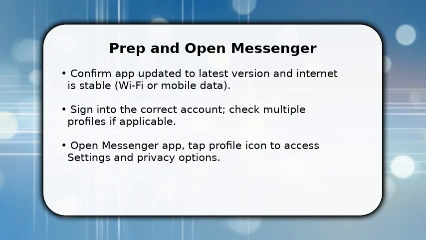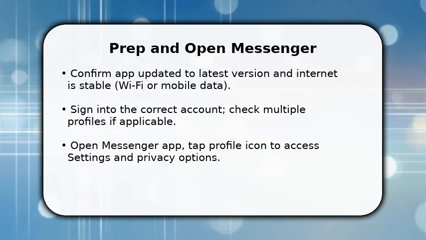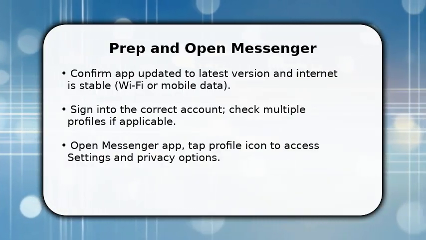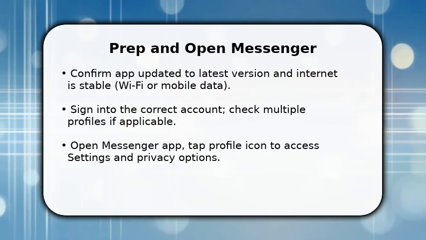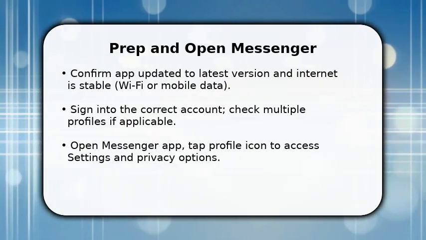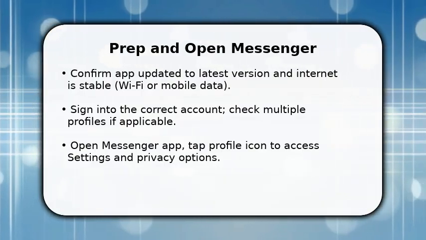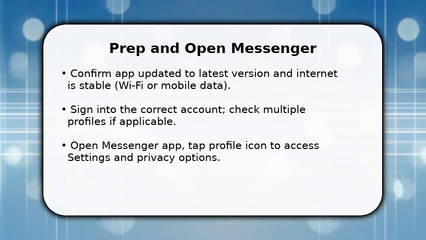Now open Messenger and tap your profile icon to reach settings. This moves you from setup to action quickly because archived or filtered messages live behind these settings. Make sure you don't skip straight to inbox scans without confirming the right account and app state first.